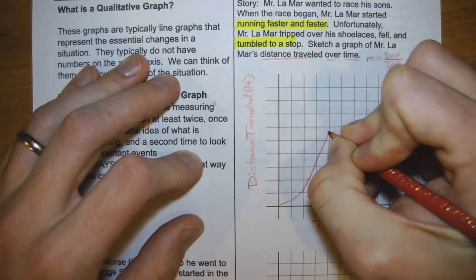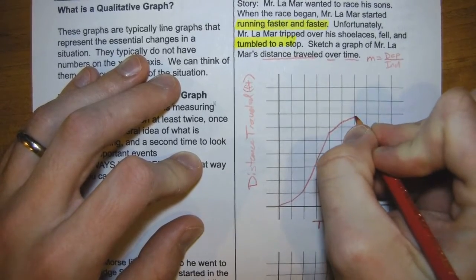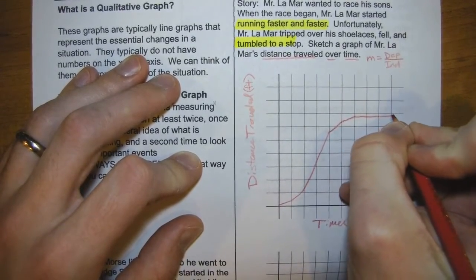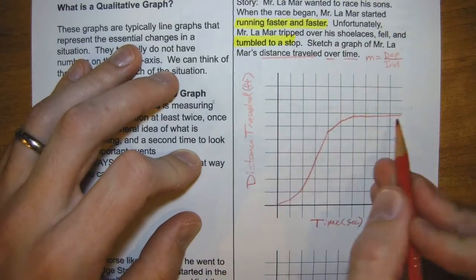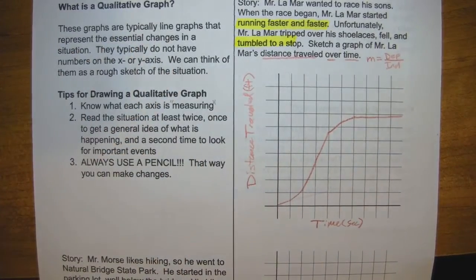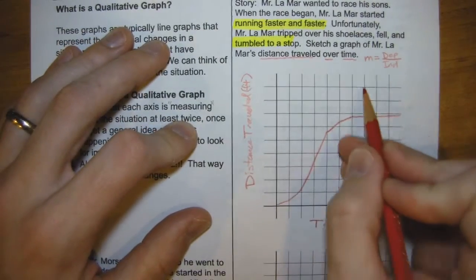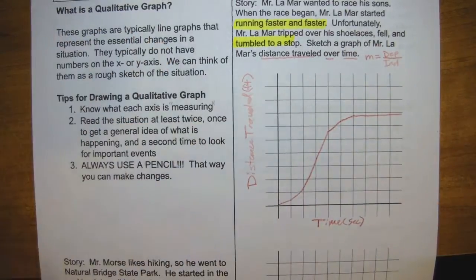So maybe I initially trip, I tumble a bit, I still tumble a bit, and then what's probably going to end up happening is I'm going to level off. Notice I've not traveled any further distance-wise. The time is still marching on, and I'm staying in roughly the same place, meaning I've come to a stop. Notice the distance hasn't changed. I'm not going up. I'm just maintaining. So this is one way we could draw this graph.